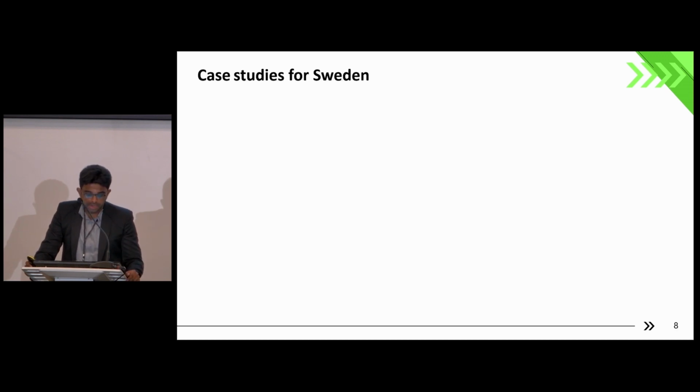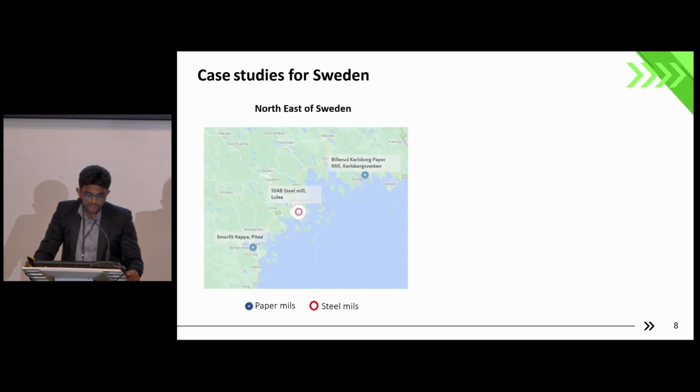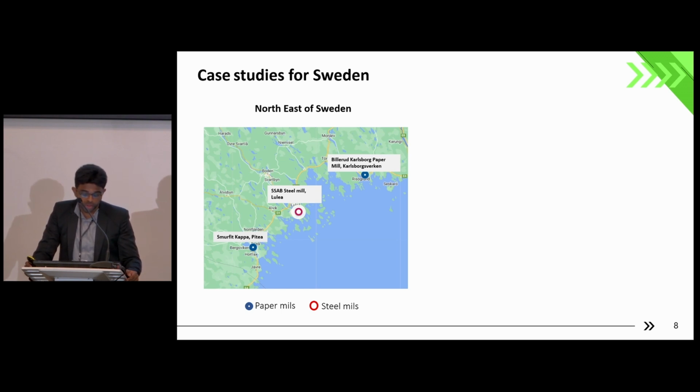So these are the parameters. The two case studies were developed. One is for the northeast of Sweden. Considering the northeast of Sweden, there were two paper mills to be considered. One is Smurfit-Kappa, and one a bit north of Smurfit-Kappa, which is Billerud, and they're marked in blue. And there's a steel mill, SSAB, in Luleå, which is between these two paper mills. That is for the northeast of Sweden.